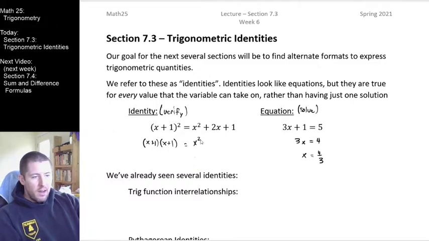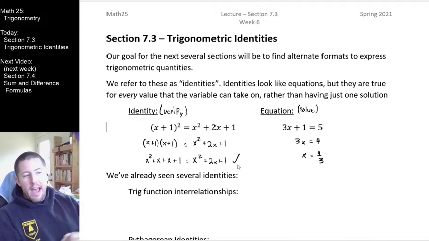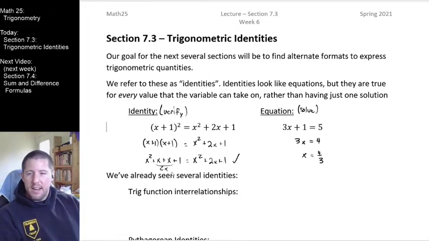So in this case right here, I might decide to manipulate the left-hand side. If I FOIL this out, first is x times x, outer is x times 1, inner is 1 times x, and last is 1 times 1. And now I think this is sufficient work to have shown that I have verified those two quantities are equal to each other, because I can see that quantity right there is the 2x that I need to match up with the right-hand side.